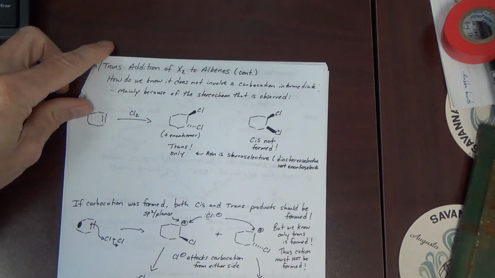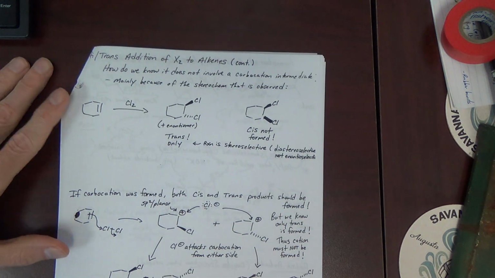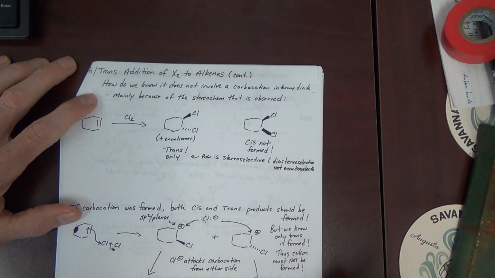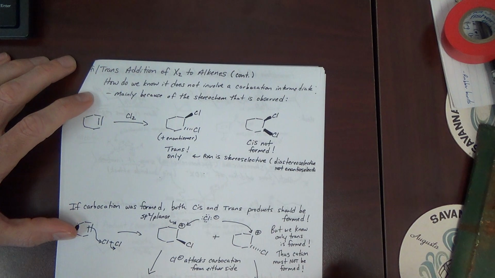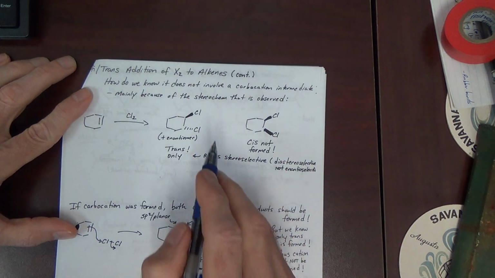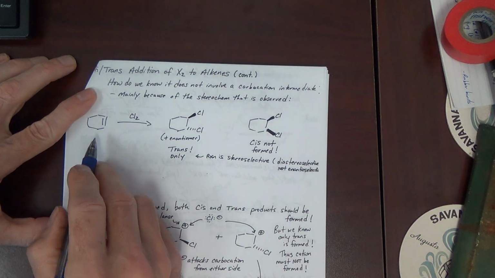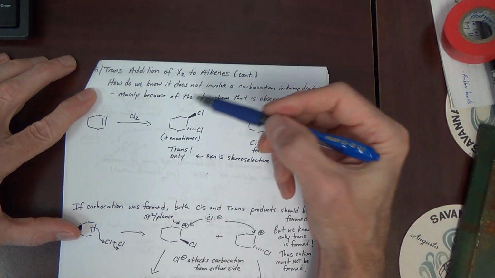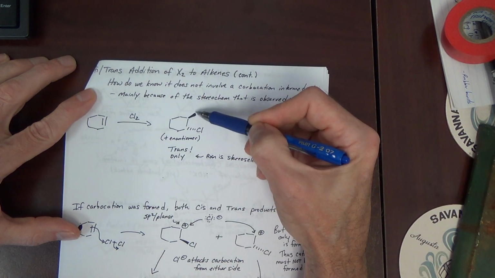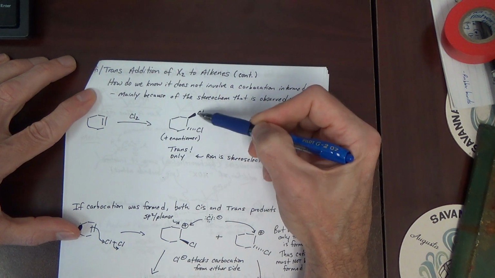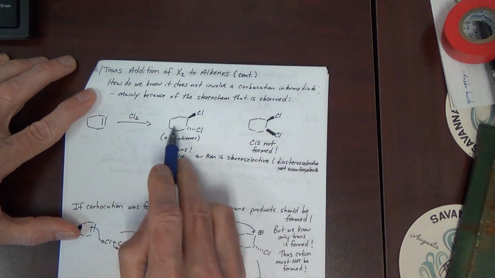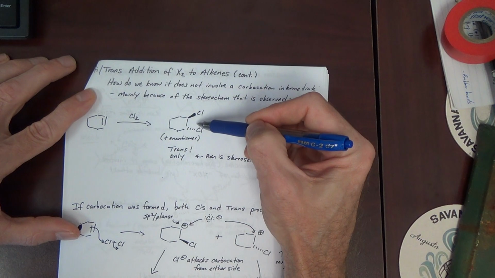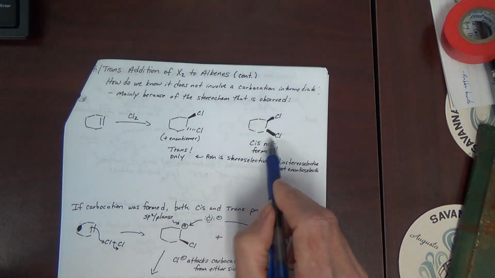Okay, let's take a closer look at the stereochemistry here. How do we know it does not involve a carbocation intermediate? Do we have any actual evidence? Well, we do. And that evidence mainly comes from the stereochemistry that's observed here. If you take cyclohexene and react it with chlorine, you only get the trans isomer. You get the 1,2 dihalide, but the chlorines will be trans. Because it's a ring, we can have fixed geometry here and we can have cis or trans. But you only get trans. You do not get any cis from this reaction.